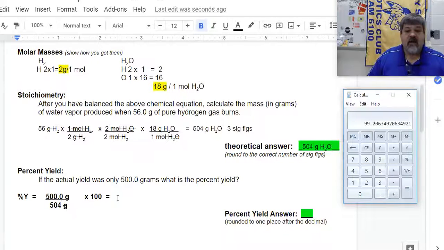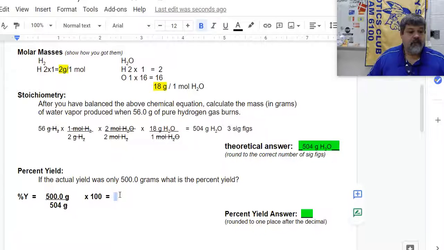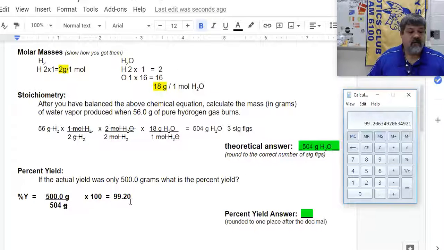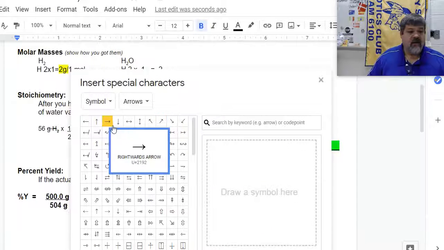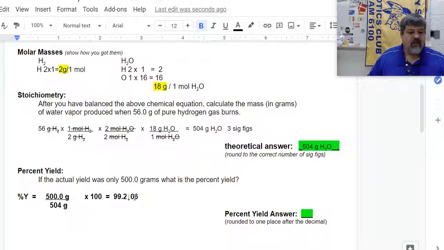And so we're going to be at 99.20. Let's double check that again. 99.206. It doesn't really matter if that 6 is there, because we're going to round to one place after the decimal. That means we look at this right here. I like to insert a special character right there to show where I'm going to round. The 0 says we're going to drop that off. So my answer, as a percentage of H2O, is 99.2% of H2O. Okay, there's our answer for that.